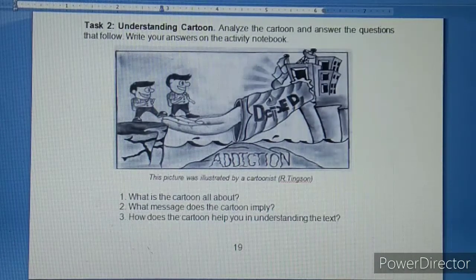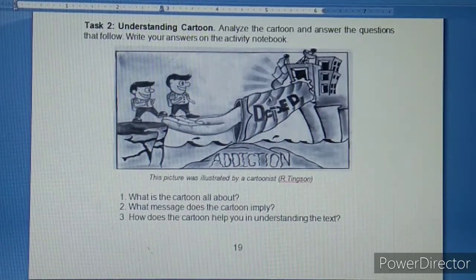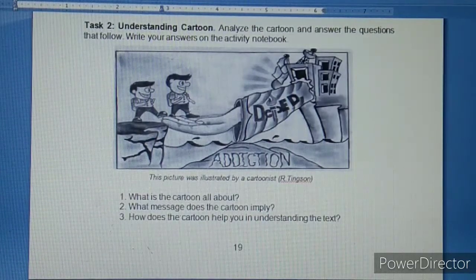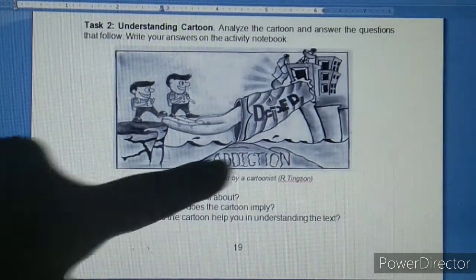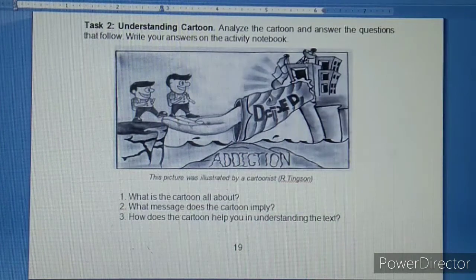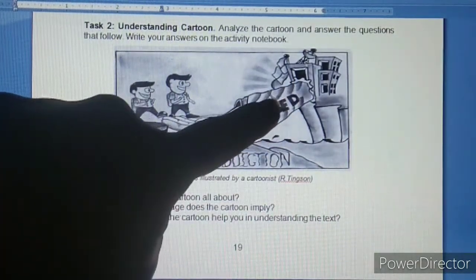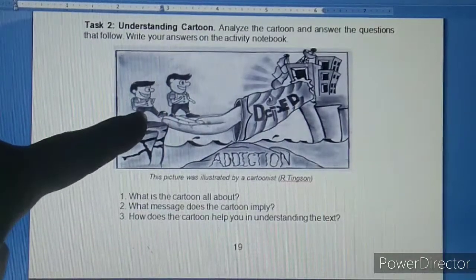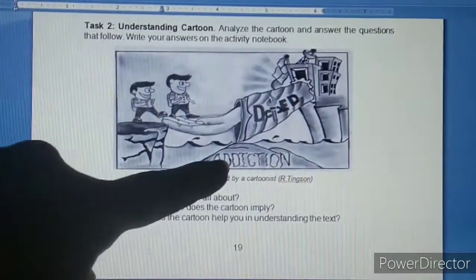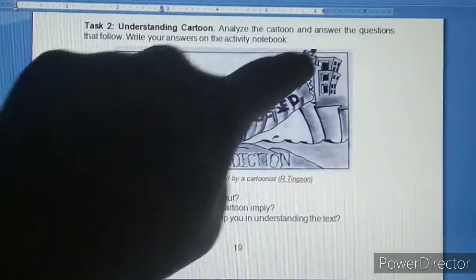Now let's move on to number 2. What message does the cartoon imply? Okay, it implies that DepEd helps the learners to keep away from addiction and lead them to a brighter future. Again, the correct answer for number 2 is, it implies that DepEd helps the learners to keep away from addiction and lead them to a brighter future.